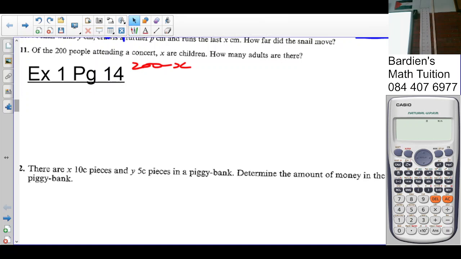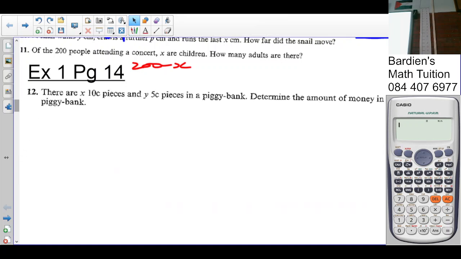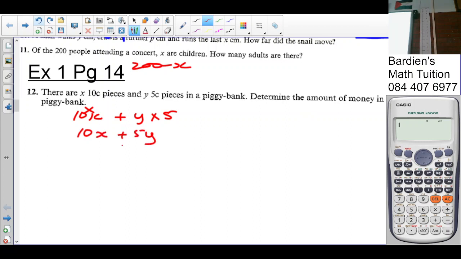The next one. Number 12. There are x 10-cent pieces and y 5-cent pieces in the piggy bank. Determine the amount of money in the piggy bank. 10 times x plus y times 5. Or x times 10, no? Plus y times 5. Why am I adding it? Because it's the amount of money together, in total. So that would give you 10 times x, which is 10x, plus 5y.